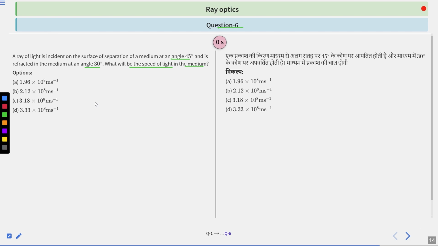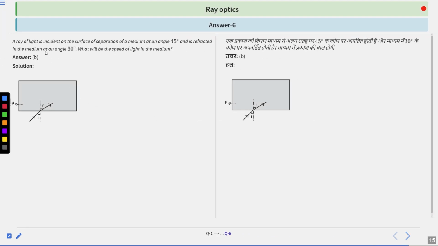Let's find the solution. A ray of light is incident on the surface of separation of a medium at an angle 45 degree, and is refracted in the medium at an angle 30 degree. Clear? We have to find the speed of light in the medium. So this is vacuum and this is the medium. In this medium, we have to find the speed of light.